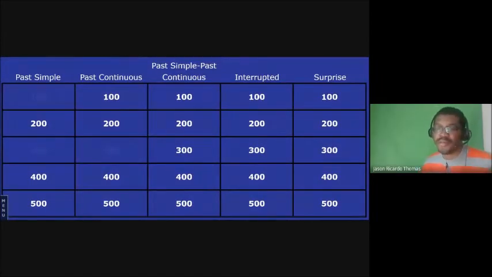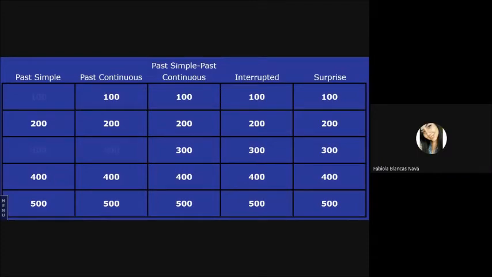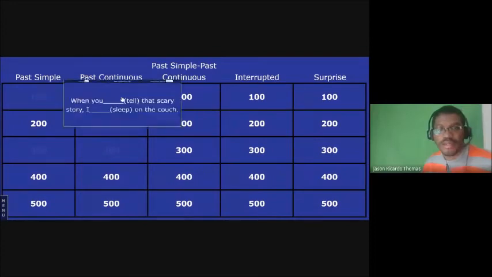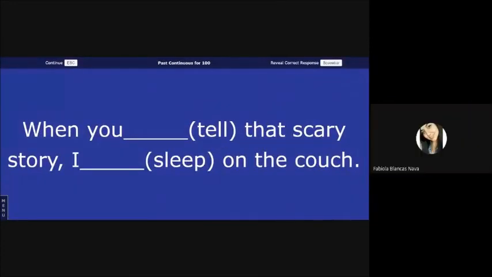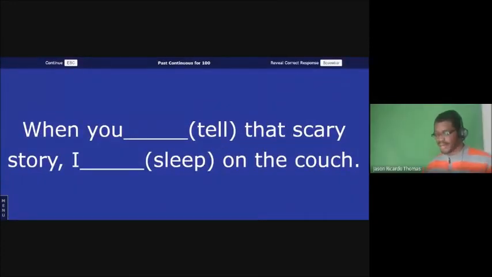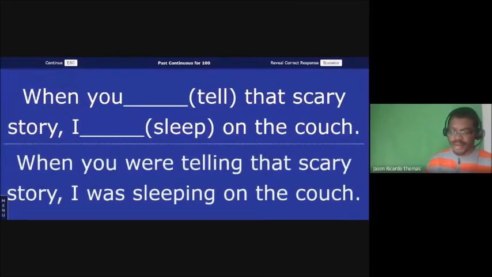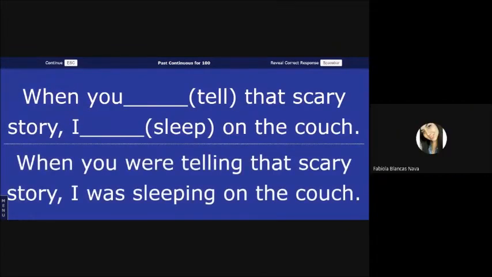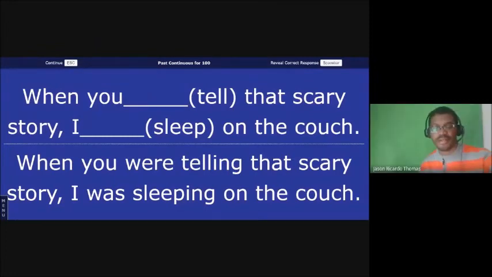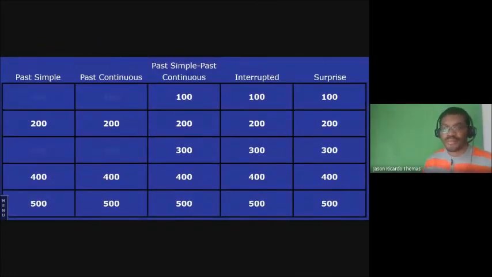Choose one, Fabiola. 100, past continuous. Right, past continuous for 100. Remember your verb to be and ing. When you telling? Were telling. Don't forget your verb to be. When you were telling that scary story, I was sleeping on the couch. On the couch, exactly. All right, let's continue.